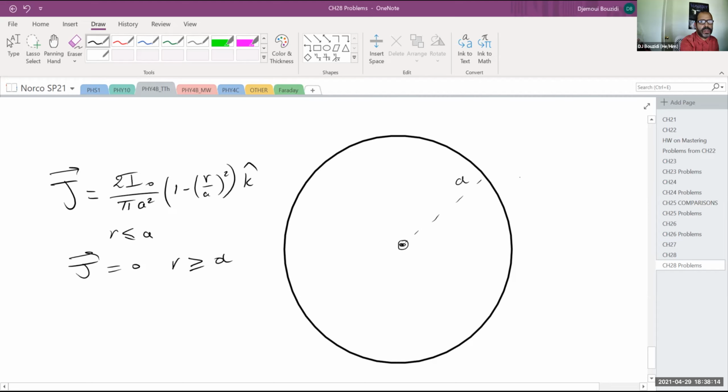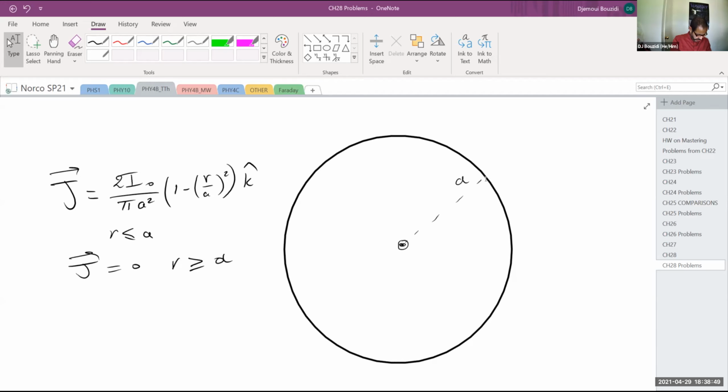Anywhere outside, there is no current. At r equals 0, the current density is clearly 2 I naught over pi A squared, and then it starts to decrease. When r is equal to A, we get 1 minus A over A, which is 1, 1 minus 1 squared is 0, so the current vanishes at the boundary of this cylinder. So this is a cylinder going into and out of the screen, and this is a cut from it.